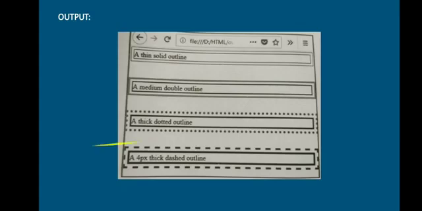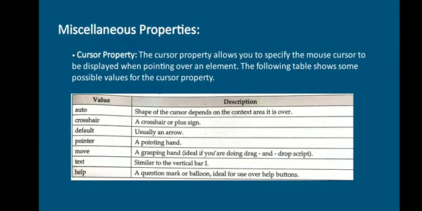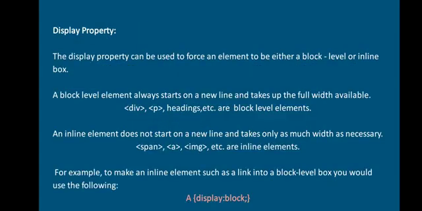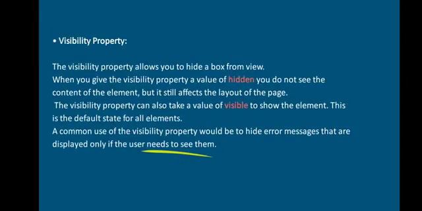Now let us come to miscellaneous properties in CSS. Whatever properties are left out, we are going to see now. In this, mainly we are going to discuss 3 properties. One is the cursor property, the second one is the display property, and the third one is the visibility property.